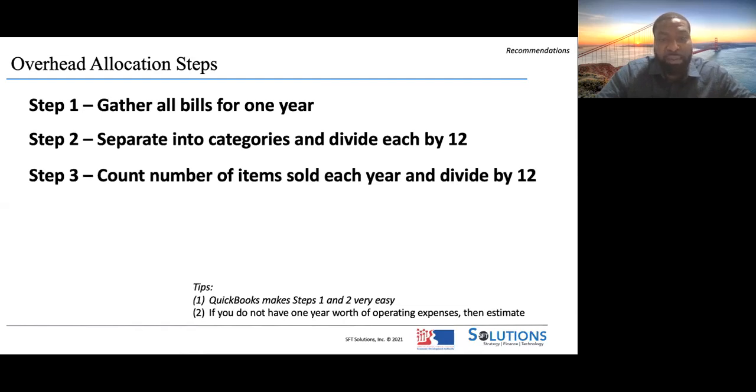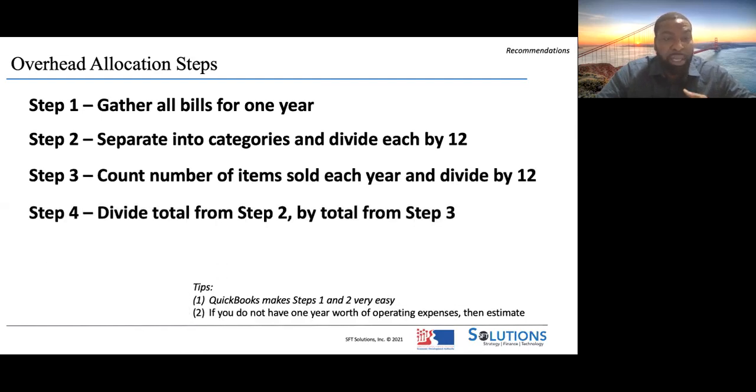Count the number of items you sell each year. Divide the total from step 2 by step 3, right? If you have QuickBooks, it will make this very easy to do. Once you have all those numbers, add that to your cost of goods sold.